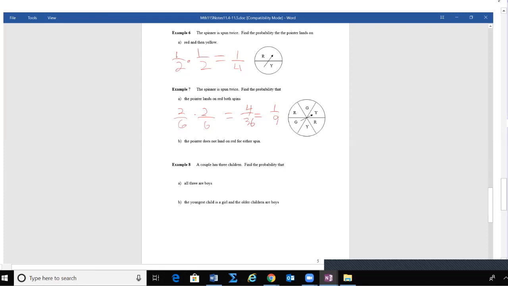Find the probability the pointer does not land on red for either spin. No red means greens and yellows. There's 4 out of 6 ways for that to happen on the first spin, times 4 out of 6 on the second, which makes 16 out of 36, which is 4 out of 9.